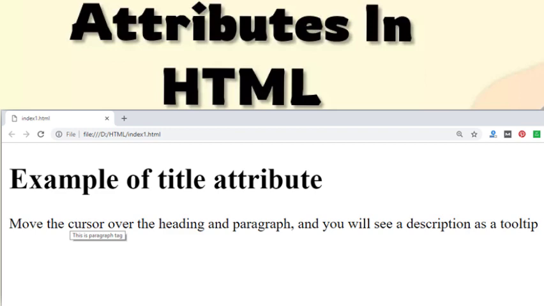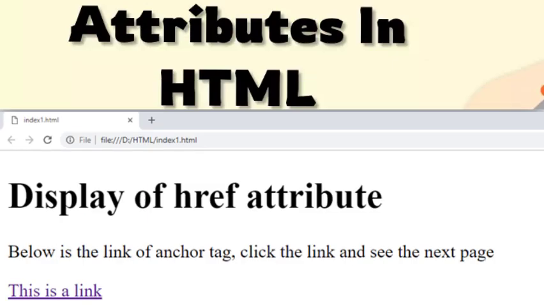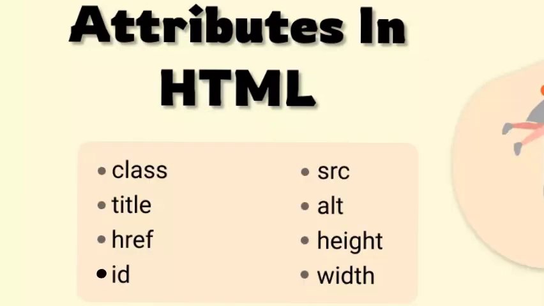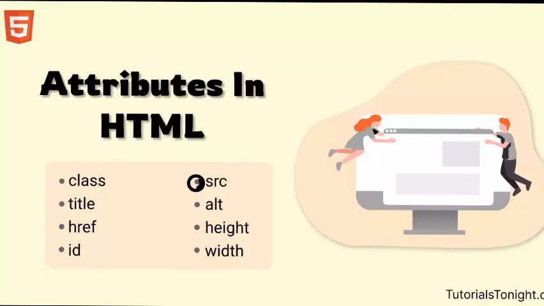At the third point we have the href attribute, which specifies the URL of the page the link goes to. Then the ID attribute is used to point to a specific style declaration in a style sheet. Moving on, next one is src. The src attribute specifies the location URL of the external resource.